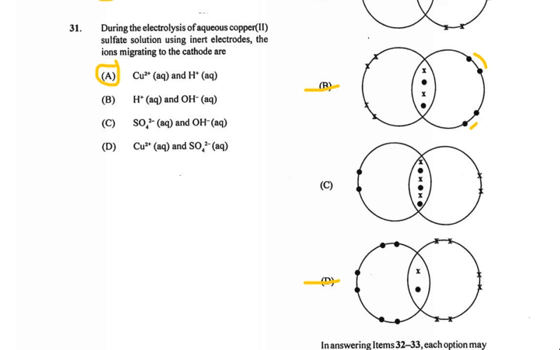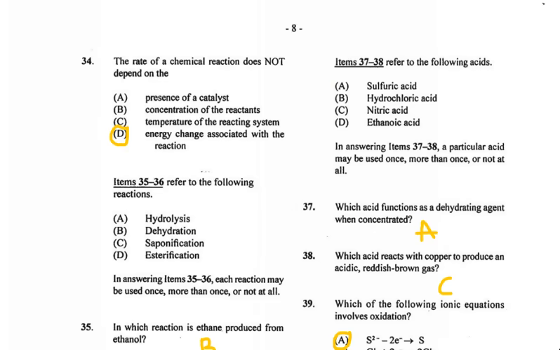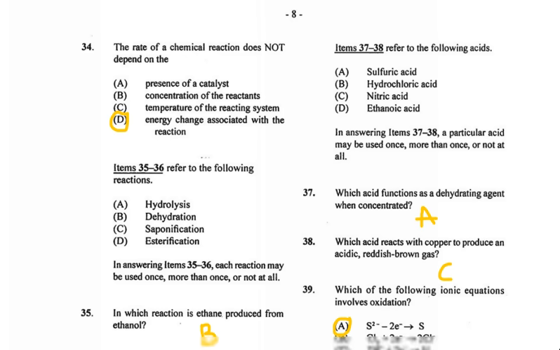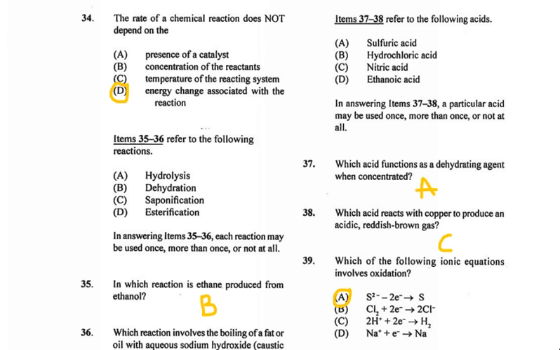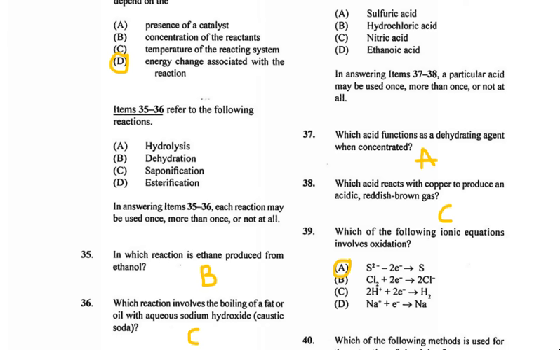All right. Number 34. It says, the rate of a chemical reaction does not depend on, and it does not depend on the energy changes associated with the reaction. All right. Number 35. In which reaction is ethane produced from ethene? And it is produced from hydrogenation. All right.